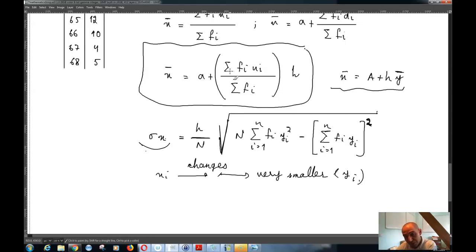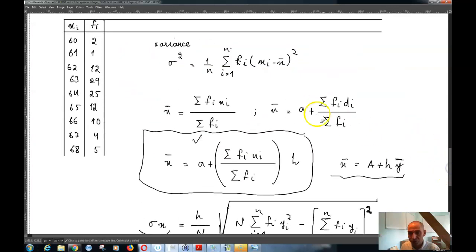Meaning that, for example, if you calculate your x bar using this method here, which is the method that we had before, or this method here, both of which are usually easy to work with, then you can calculate your variance using this, and this would not be that hard to do, right?